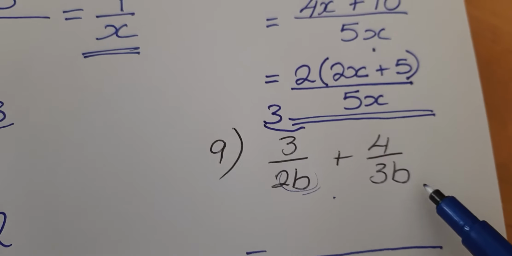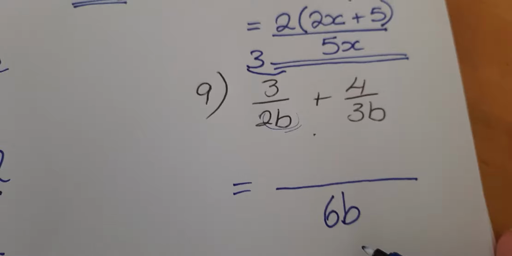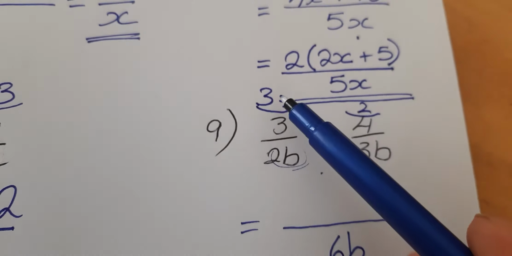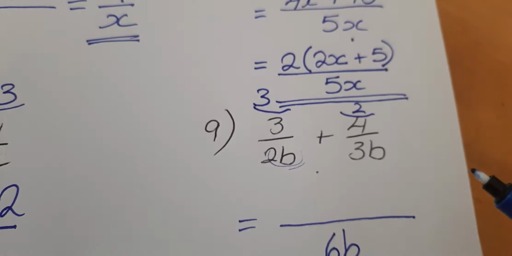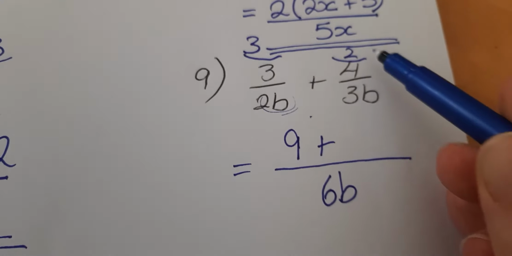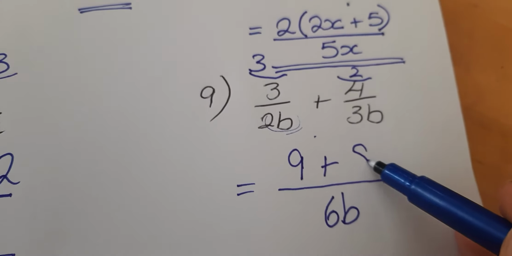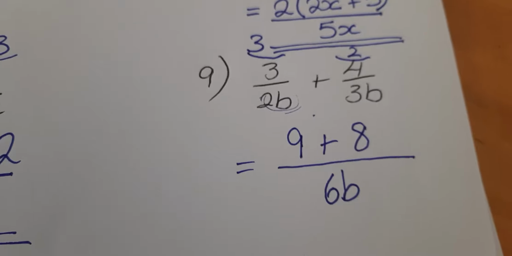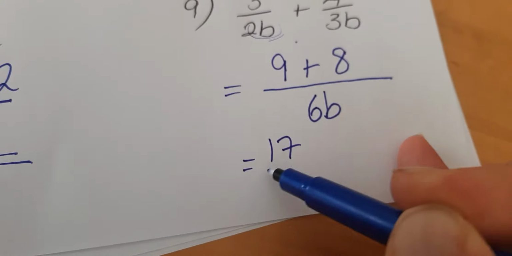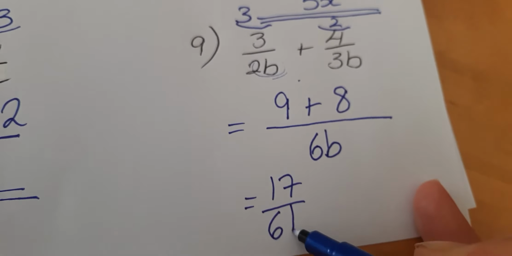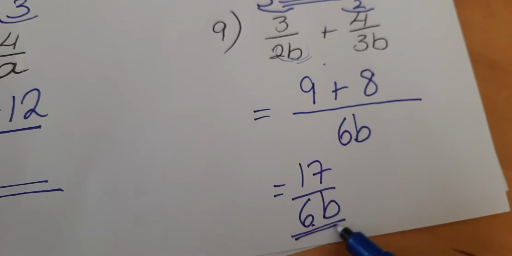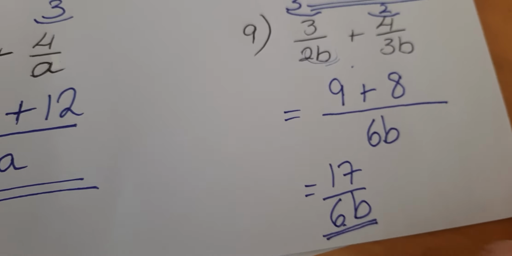And what do I multiply the 3b by to end up with 6b? I multiply by 2. I then multiply my numerator with that number there that we have in the hat. 3 times 3 is 9, plus 2 times 4 is 8. Does it simplify further? Yes, it does. 9 plus 8 is 17 over 6b. Does it simplify further? No. 6 does not go into 17 exactly, so that's my final answer.